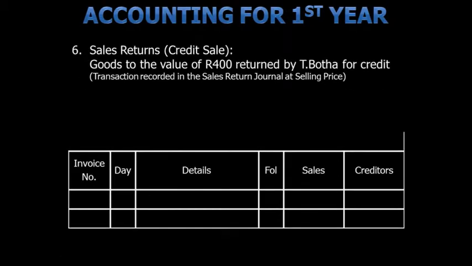The effect of a sales return with regards to a credit sale is the following. Goods to the value of 400 Rand are returned by T. Botha for credit. The transaction is recorded in the sales returns journal at the selling price.